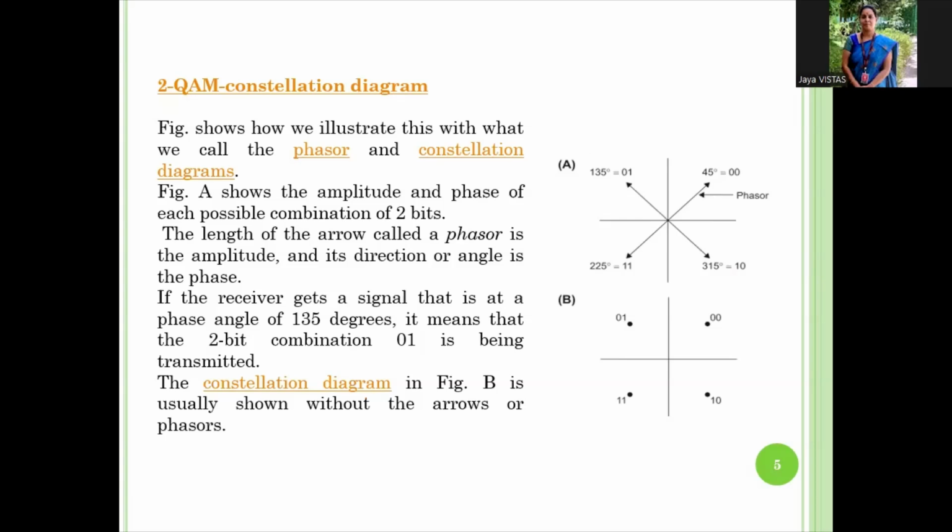So the receiver gets a signal that has a phase of 135 degrees. It means the 2-bit combination 0, 1 is being transmitted. So the constellation diagram is usually shown without the arrows or phasors. So this is the constellation diagram.